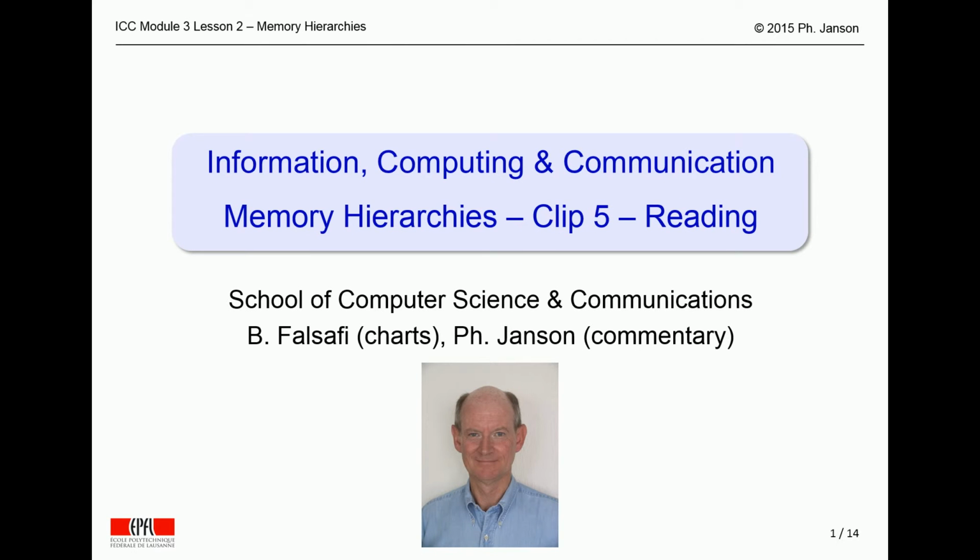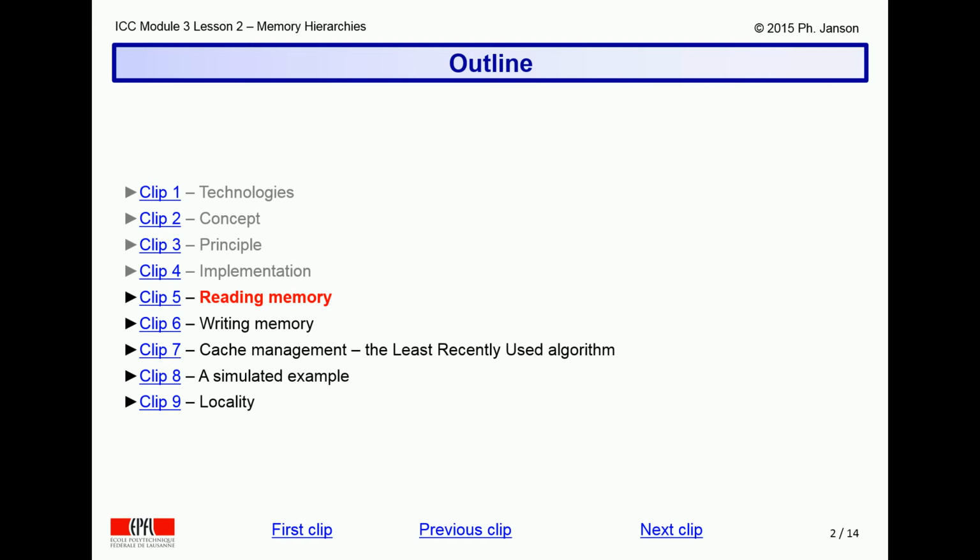This video clip is part of the EPFL introductory course on information, computing and communication. It is the fifth one in a set of video clips on memory hierarchies and management. It explains how reading a memory word happens in a hypothetical hierarchical two-level memory built out of a cache and a main memory, where the cache and main memory exchange information in blocks of 4 words.